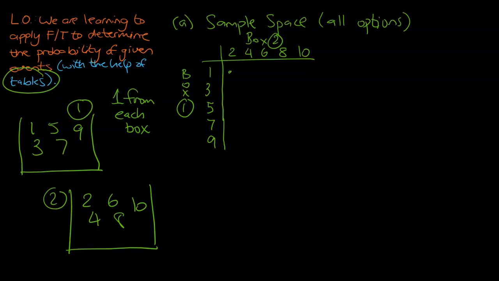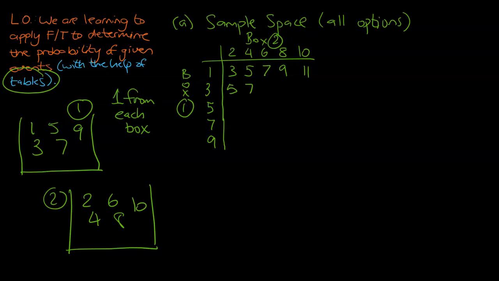This first position here relates to getting a 1 from box number 1 and a 2 from box number 2. So that there is going to be a 3. The space over here is going to be a 1 and a 4, and combined, that gets us to 5. Then we carry on. That would be 1 and 6, which is going to get us to 7, then 9, and then 11. We then repeat the same for the next number. So this position here would be a 3 and a 2. They combine to get 5.